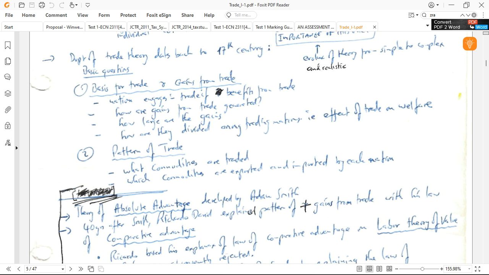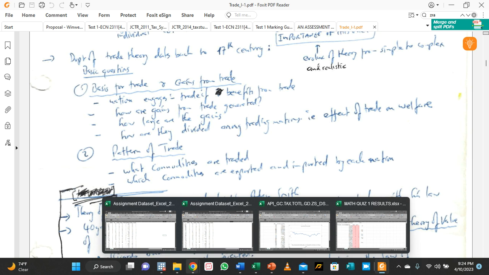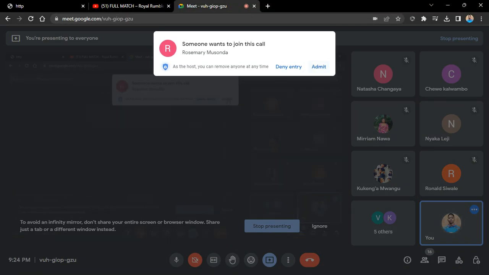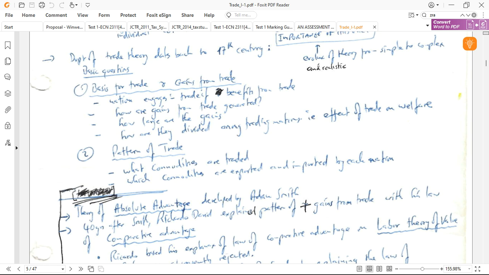There we'll be talking about Zambia, let's say, producing good Y, and Malawi producing good X. Since Zambia is producing good Y and Malawi is producing good X, what mechanism are they going to use to trade? Which one should be exported and which one should be imported? Why is Zambia importing this commodity and why is Zambia exporting this commodity? All those will be covered under the patterns of trade. With patterns of trade, we're just looking at the actual pattern in which trade is taking place.